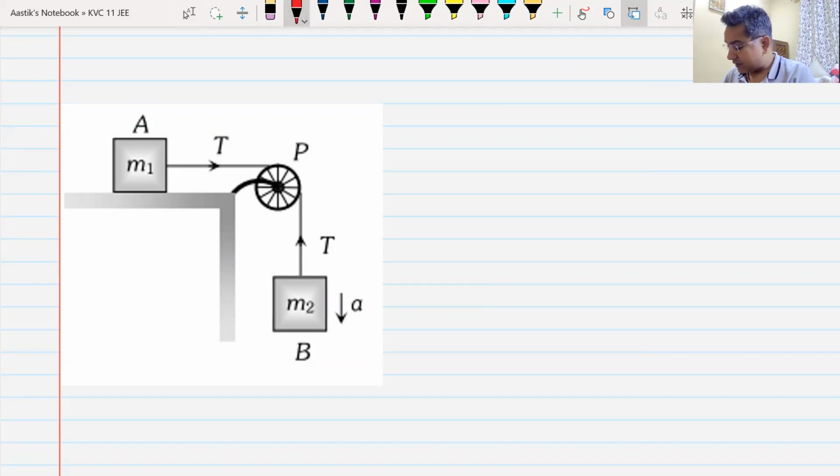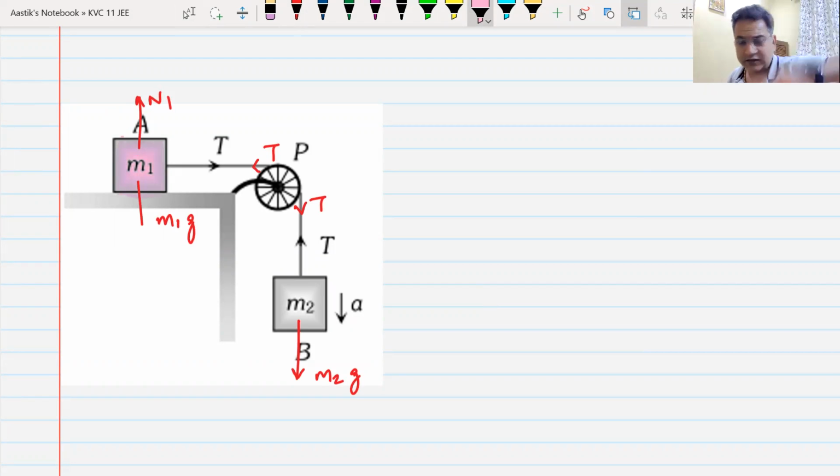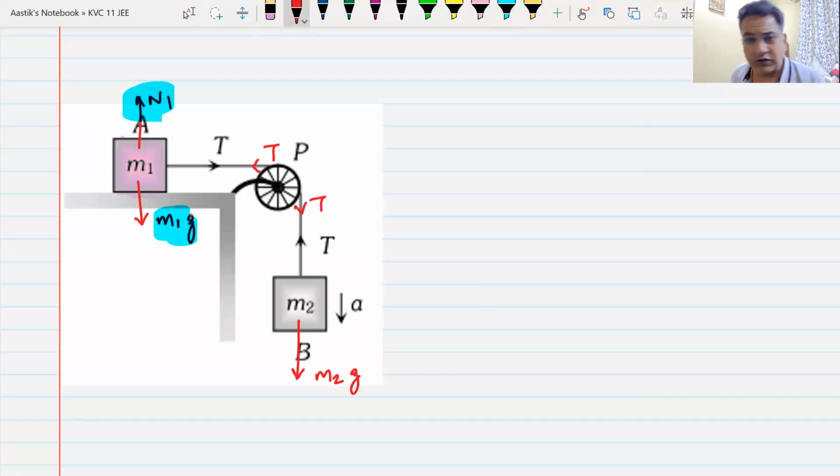First of all, I'll draw the free body diagrams. This will be M2G downwards, T is upwards. For the pulley, this is T and this is T. For this block, this is M1G and this is normal reaction N1. Let us see the pink block. The pink block is not going to move vertically. So I can say that this N1 will be equal to M1G. We do not need this equation right now, but this is the equation that I have.